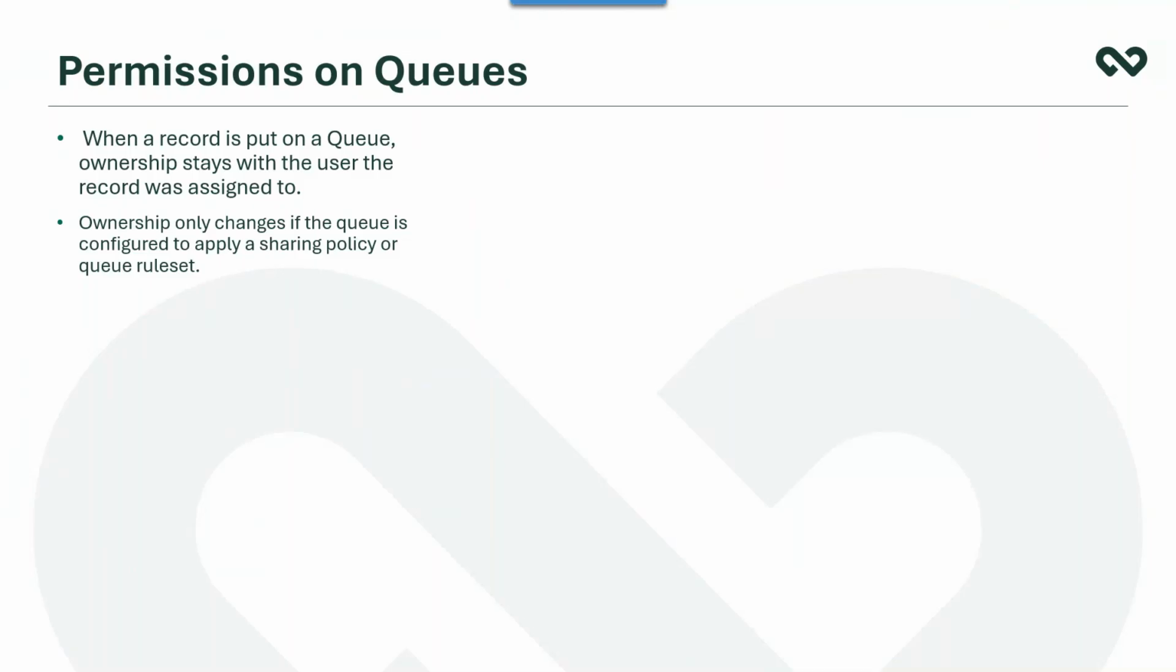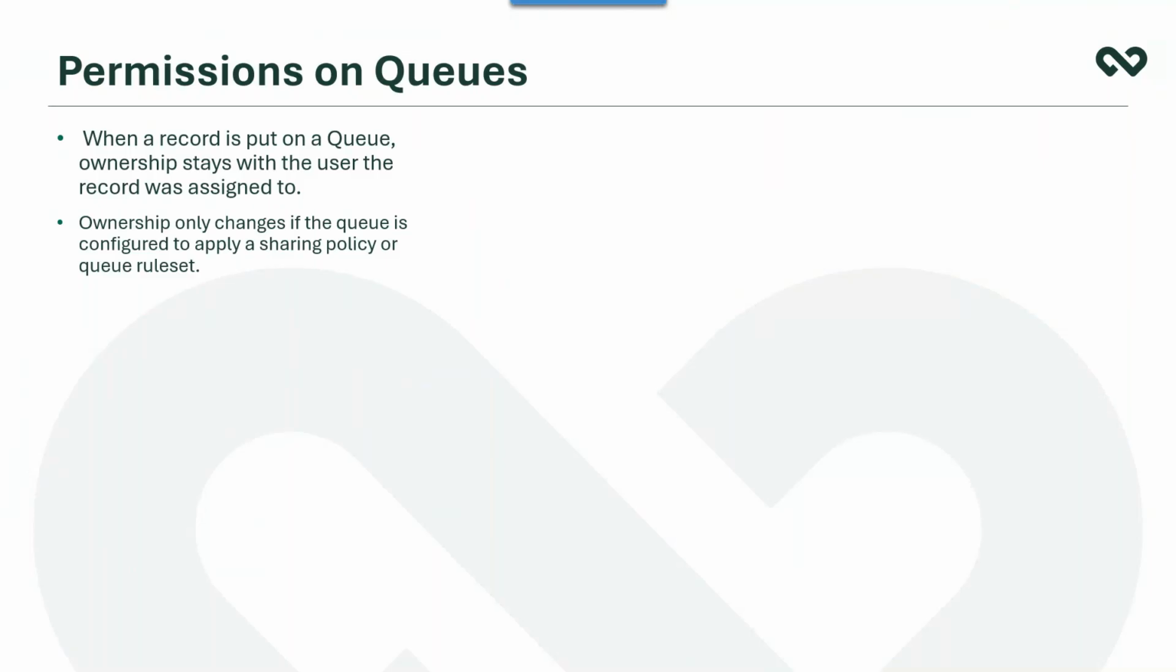For example, imagine William owns a record. He can read and edit it. If we assign this record to the support queue, William still stays as the owner, and so he has access. By default, other queue members cannot edit it.